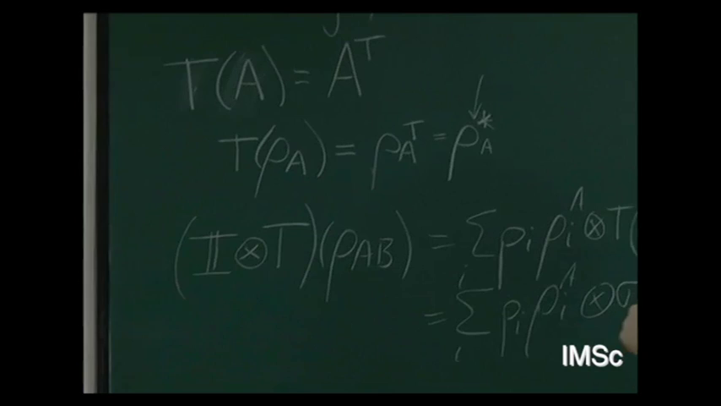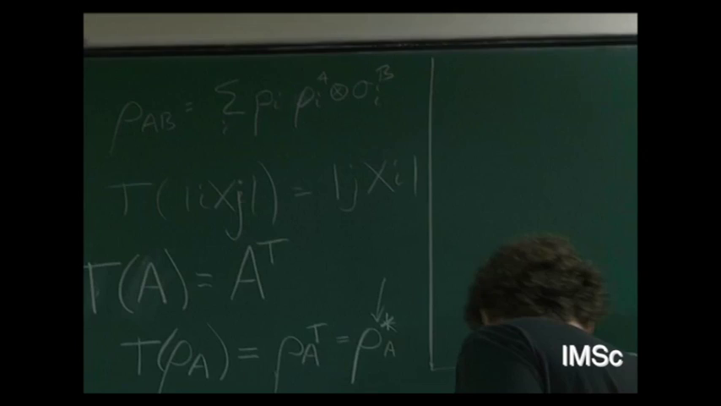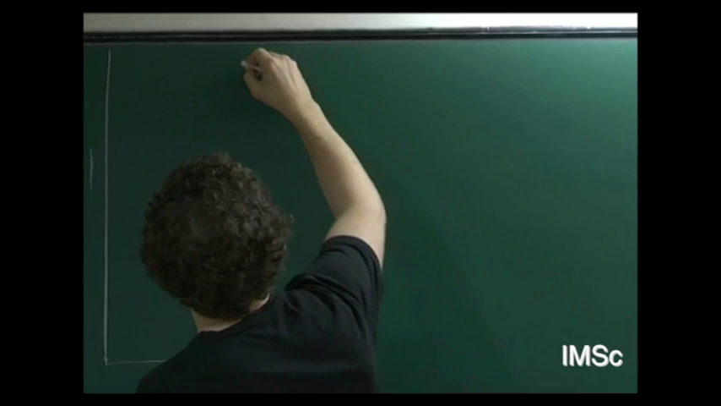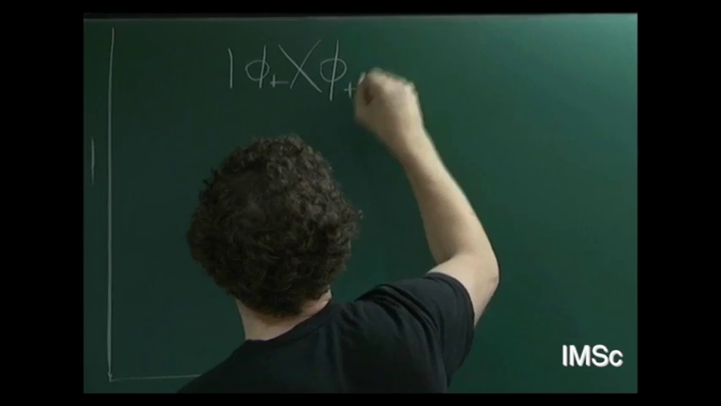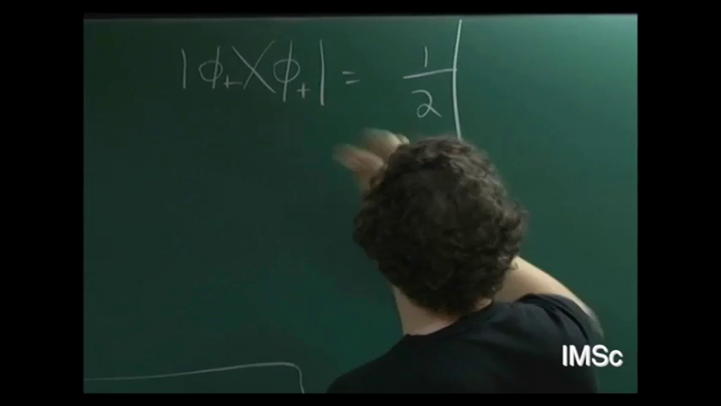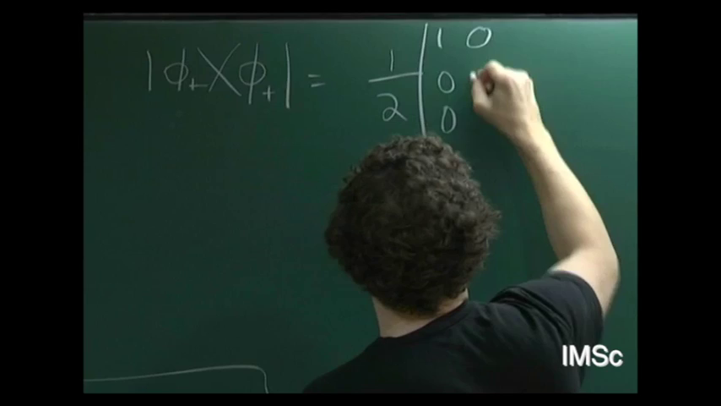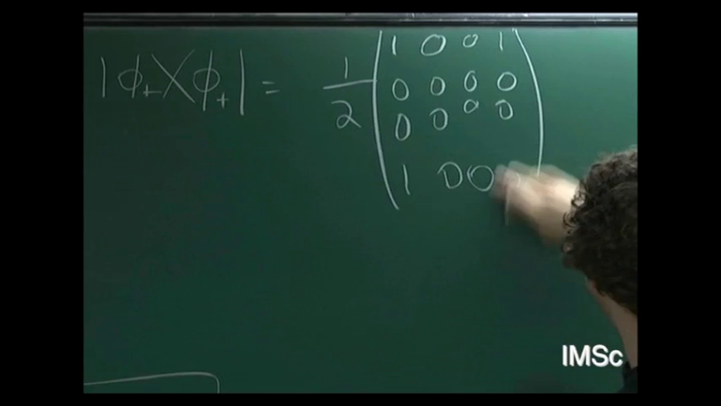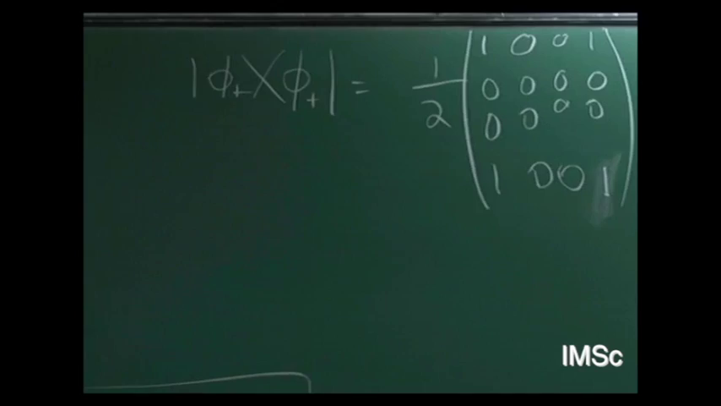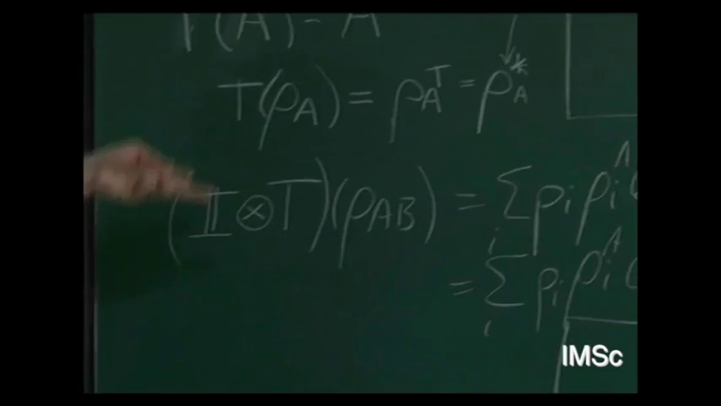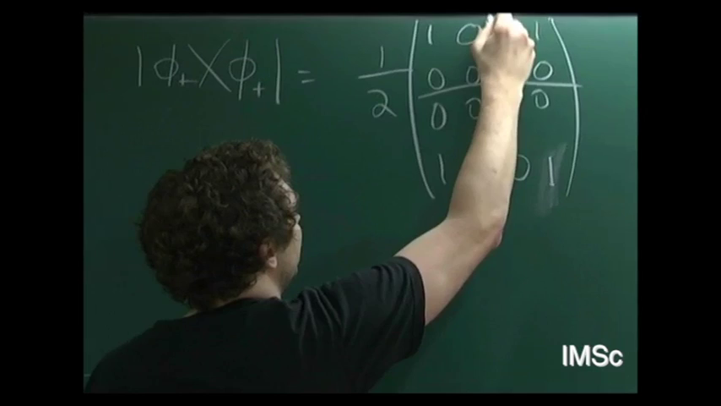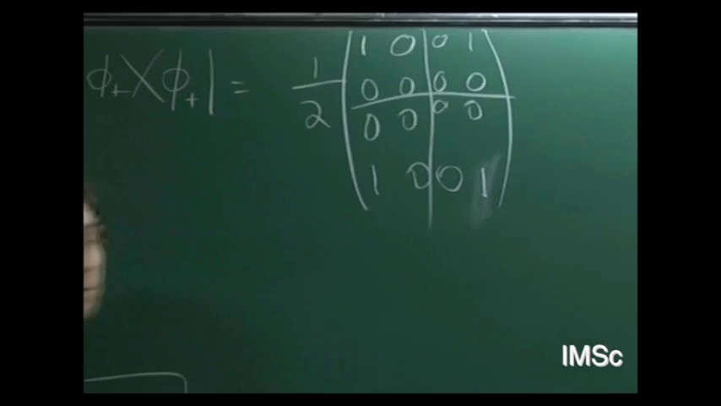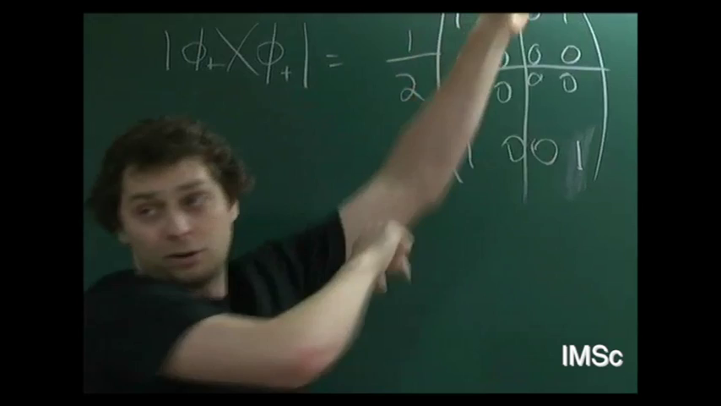So let me make an example. Let's take an entangled state, a maximally entangled state. When I write out this state as a projector, it looks like this. This is called a partial transpose. The way partial transpose works is that you pick the sub-blocks associated with the system that you're acting on, and you do a transpose to them, but you leave the big blocks alone. If you wanted to do a complete transpose, you could transpose each of these things and then shuffle around the locations of the blocks. Partial transpose, you just do a transpose of the blocks.